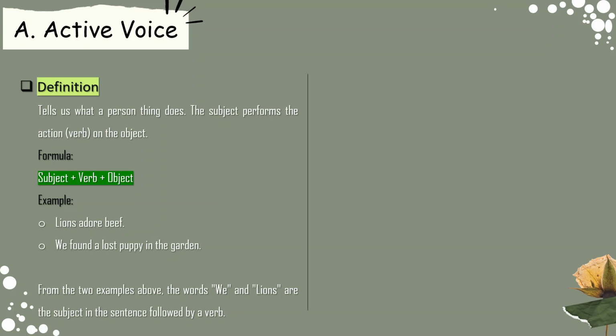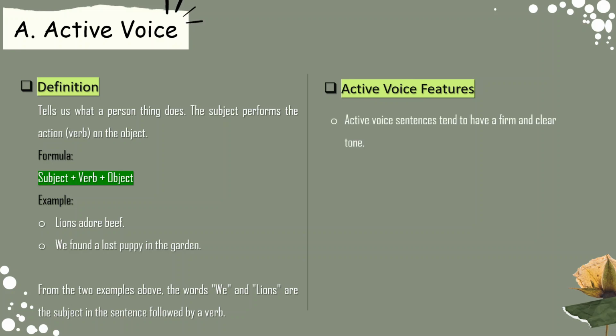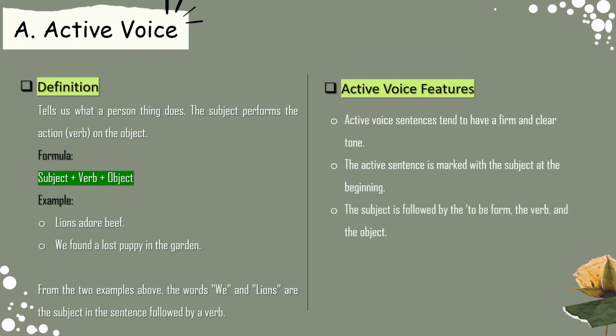Next, let's continue to the active voice features. The first one is active voice sentences tend to have a firm and clear tone. The second one, the active sentence is marked with the subject at the beginning. The third one, the subject is followed by the to be form, the verb, and the object. And the last one, it can tell clearly about the subject who has done something.